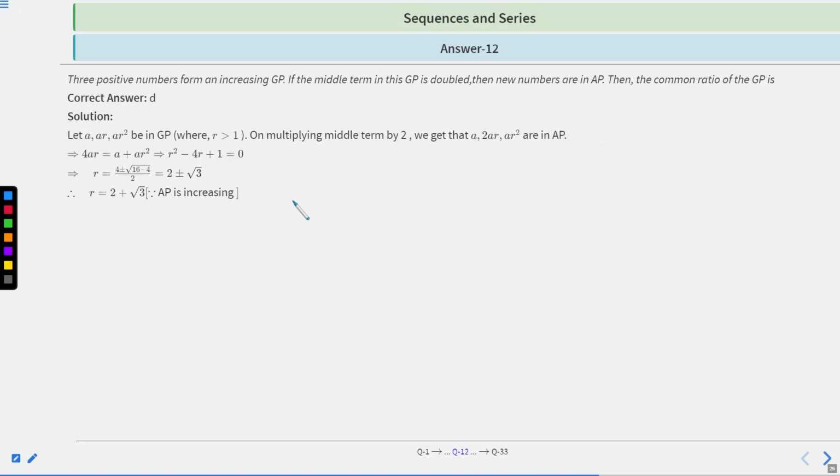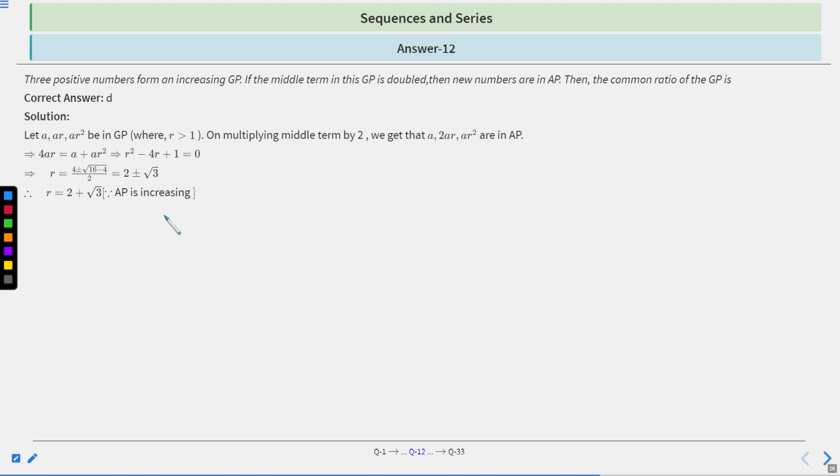Okay, so let A, AR, AR square be in GP, where R is greater than 1. On multiplying the middle term by 2, we get A, 2AR, AR square are in AP. So 4AR is equal to A plus AR square. So by solving, we get R square minus 4R plus 1 is equal to 0. So we get R is equal to 2 plus minus root 3.